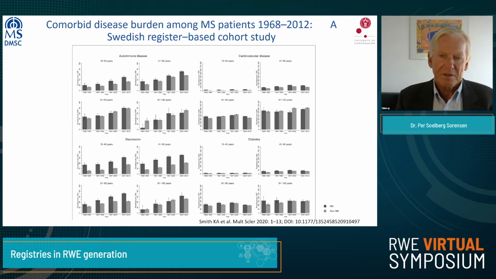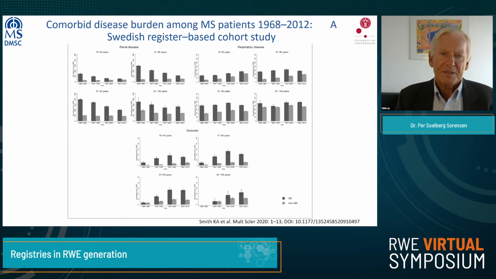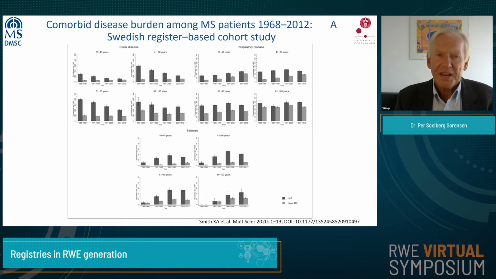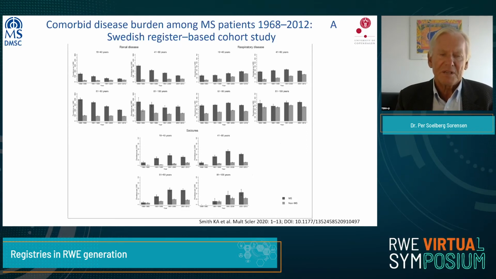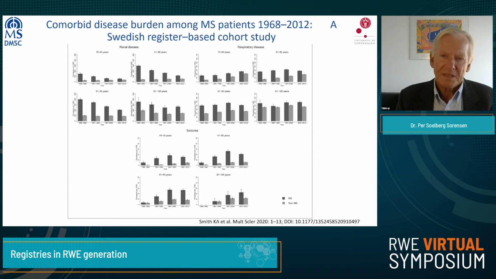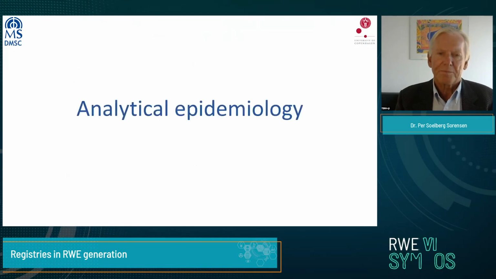No difference with diabetes, but an impressive change in the comorbidity of renal diseases. As you can see, it has really decreased significantly from 1950 until 2012. It is still more frequent in MS patients, but it has decreased significantly. Respiratory diseases are more frequent in MS patients compared to non-MS patients, and so are seizures.